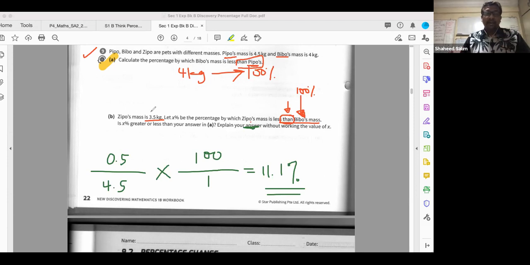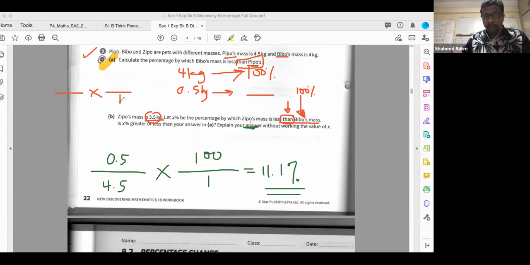Now we want to see the weight, 3.5 kg. If you want to find the difference, 4 minus 3.5 is 0.5 kg also. So the difference is the same, 0.5. Are we going to get 11.1%? No, we will not get 11.1%. Why? Let us see. We write down now.